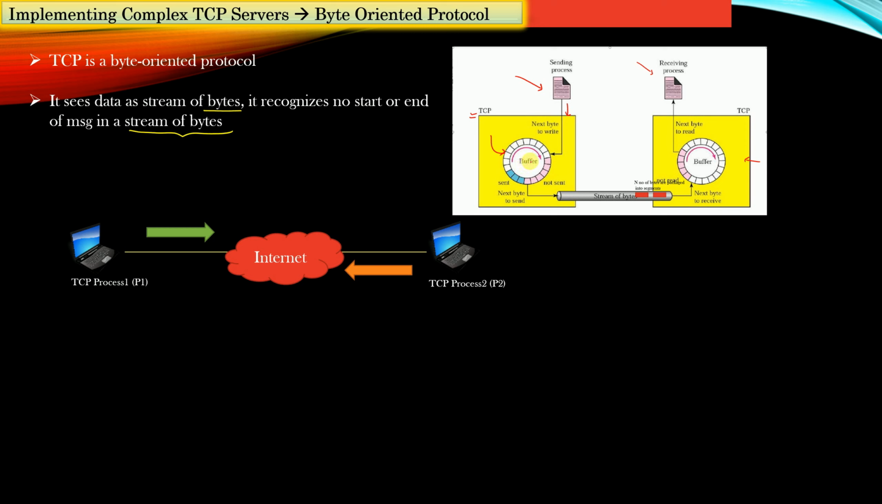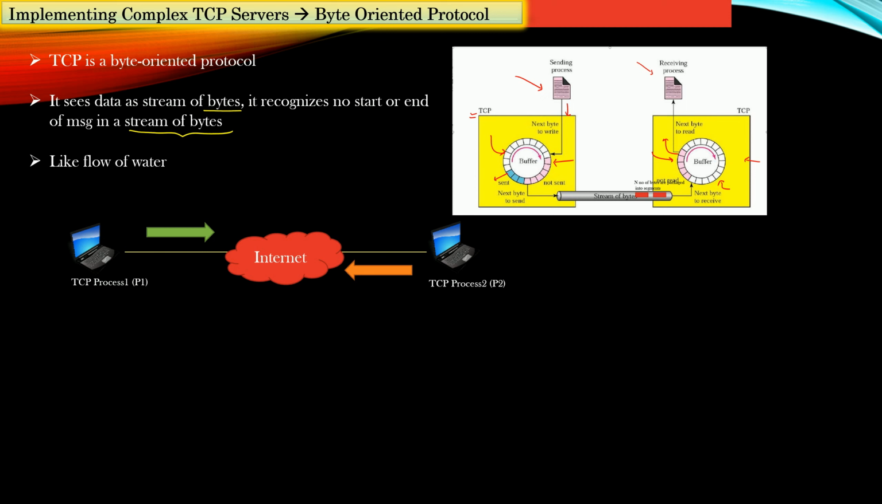Any bytes of data generated by the sending process are buffered into this circular buffer first. And then TCP starts dispatching this data from the other end of the circular buffer. Similarly, on the receiving side, TCP first buffers the data into its circular buffer, and then from the other end TCP starts dispatching the data to the receiving process. So here you can see that there is no notion of individual messages. Everything is happening in terms of bytes, like a flow of water.